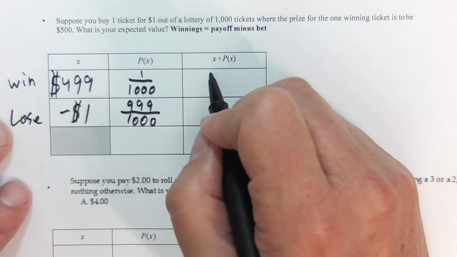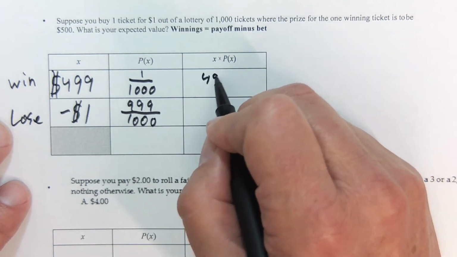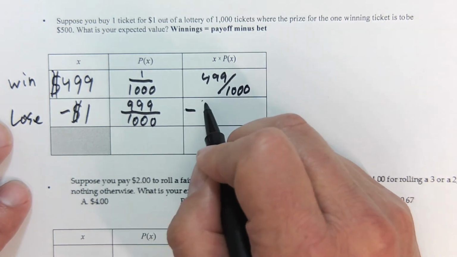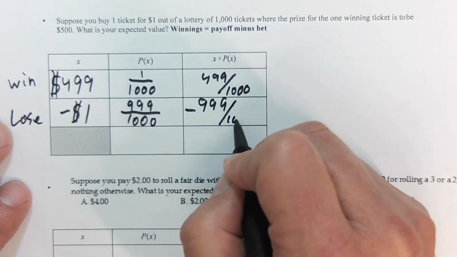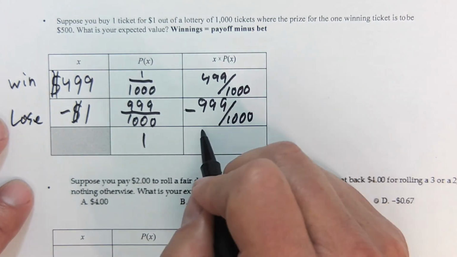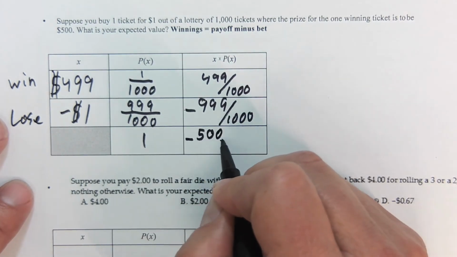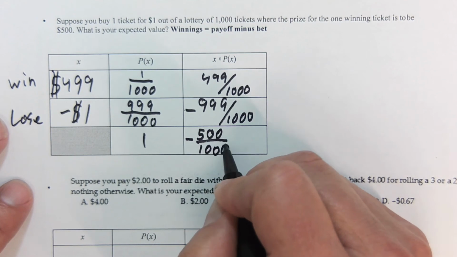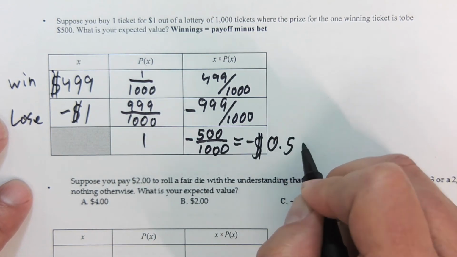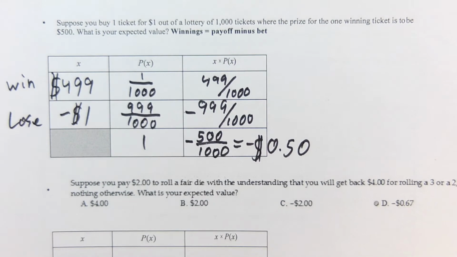So when you multiply this out across, you get 499 over 1,000, negative 999 over 1,000. Again, this adds up to 1. When you add this up, you get negative 500 over 1,000, which is negative 50 cents. That's your overall expected value.